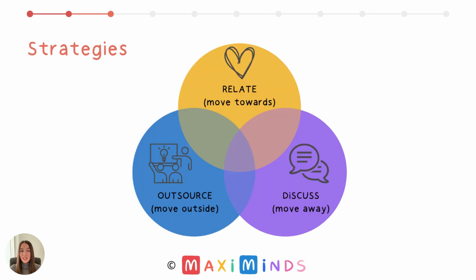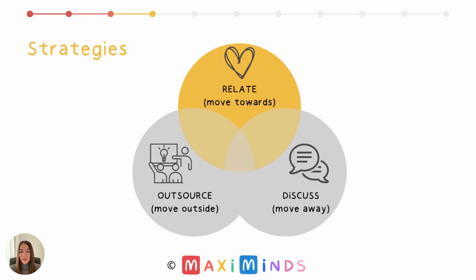So we want to look at 3 different strategies today, and we have looked at these in previous webinars in relation to the way you manage classrooms and how you set these boundaries with students. But in applying this today to parents, we'll look at how you can relate and move towards parents, outsource, move outside, and then finally discuss and how you can actually move away.